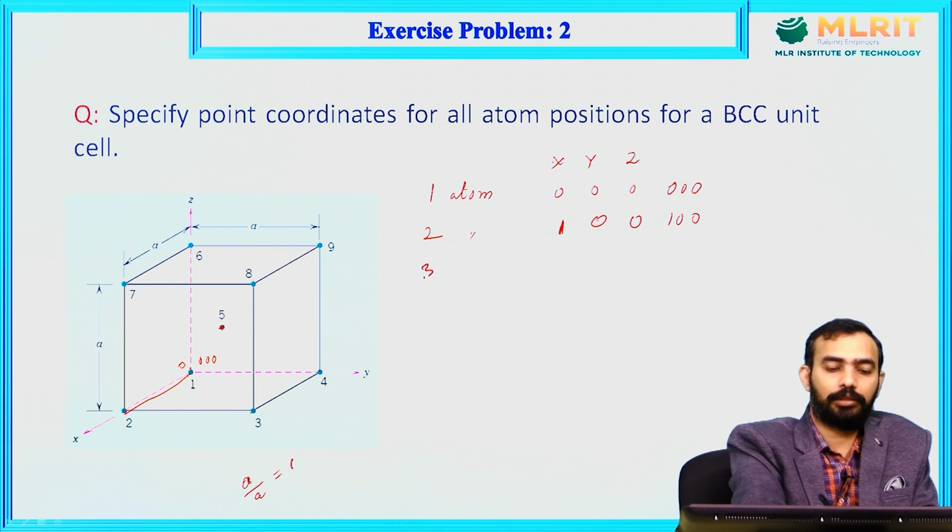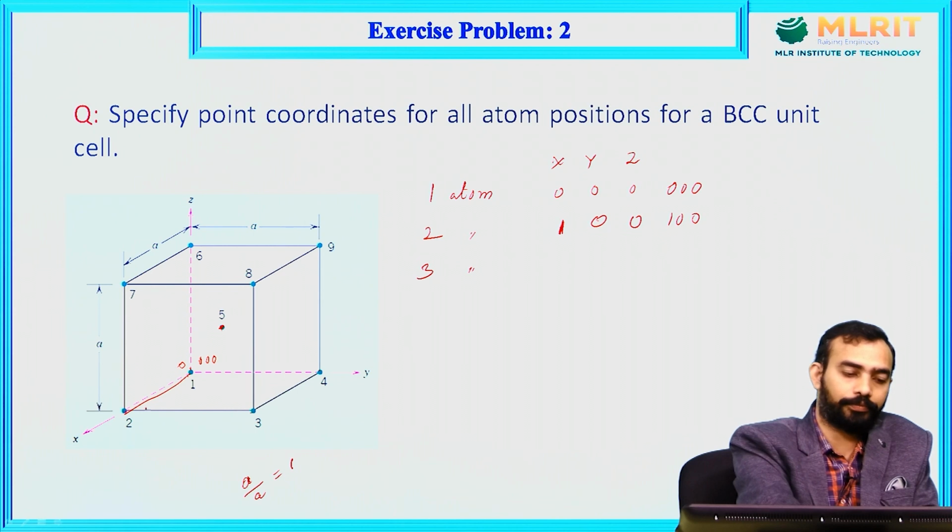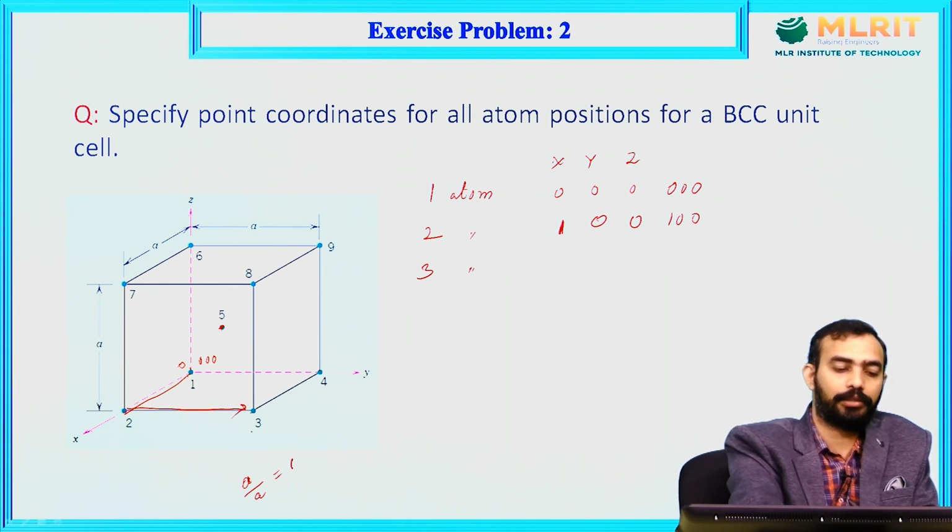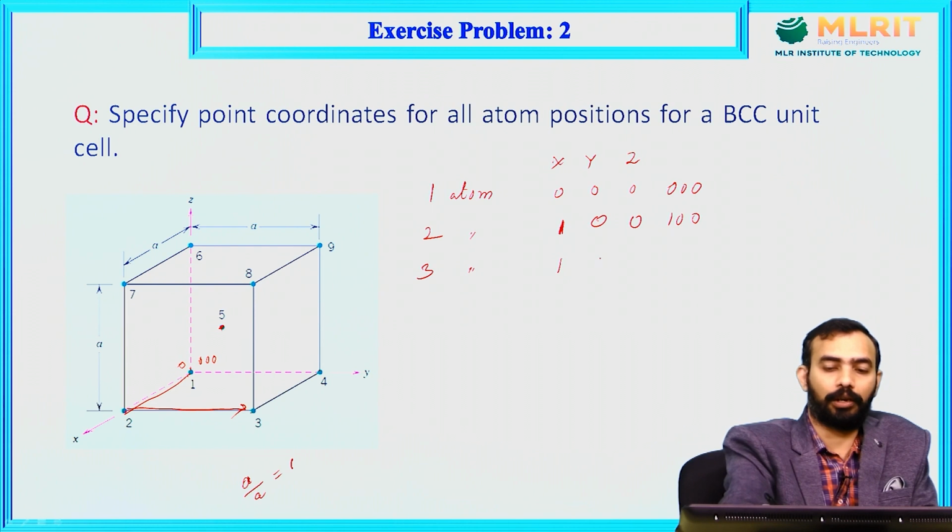And similarly atom number 3. How do I calculate? For atom number 3, I have moved by 1 unit here, and by another unit in this direction. So in the x direction we have moved by 1, and in the y direction also we have moved by 1. In the z direction there is no movement. So the coordinates become 1, 1 and 0. Similarly, the fourth atom, if I take this particular atom, are we moving anything in the x direction?